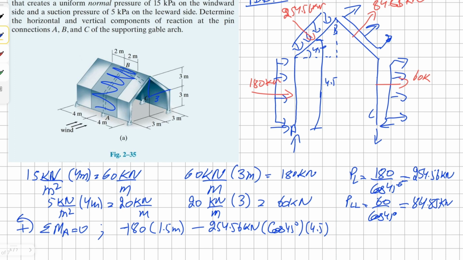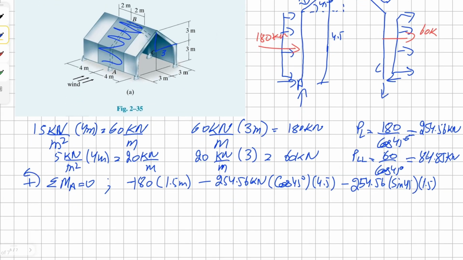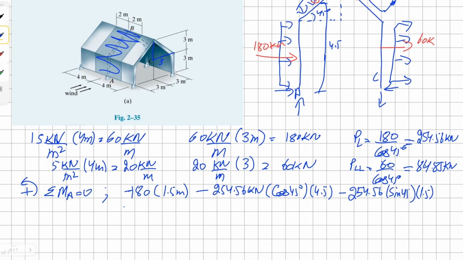Okay, and now our y-axis reaction for the point load, so 254.56 kilonewtons times sine 45 times 1.5. Now the point load for the suction side, same idea. For the x-axis, we're going to have negative 84.85 times cos 45 times 4.5, and for the y-axis it's going to be positive 84.85 times sine 45 times 4.5.